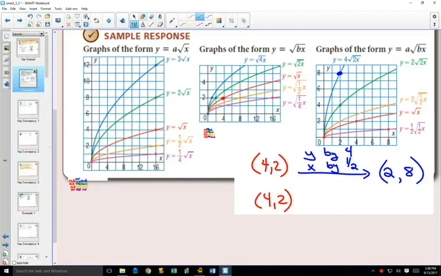On the green graph, 2 outside the function, right? That's going to multiply y by 2. The 2 on the inside of the function is going to multiply your x values by a half. And so your point on your green graph is 2, 4.